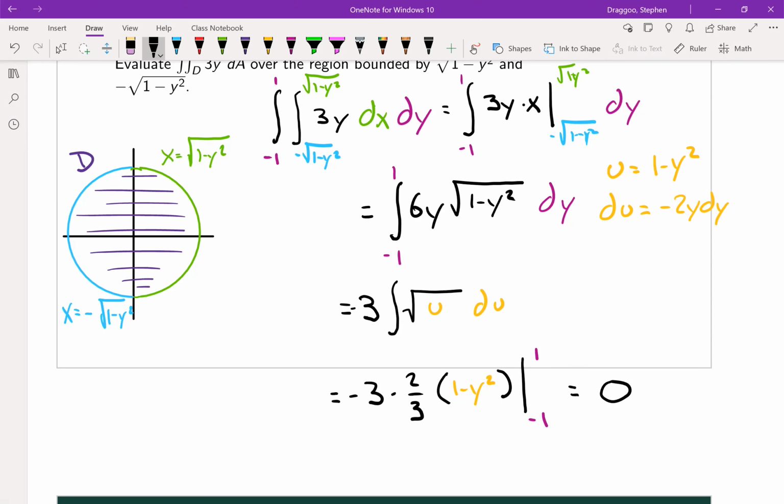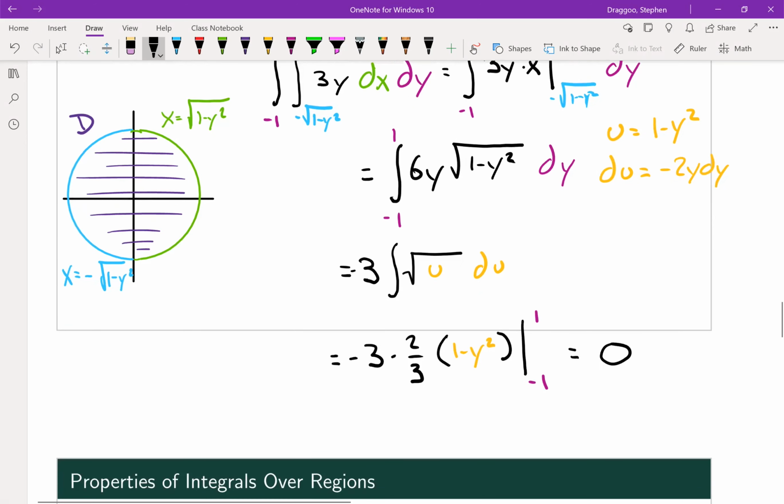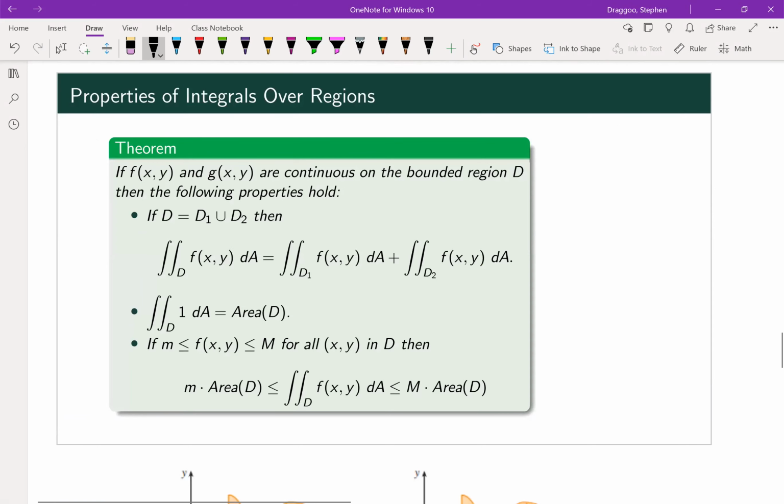Cool. Alternatively, we could have noticed that the square root of 1 minus y squared is an even function being multiplied into 6y, which is an odd function. So altogether, we're integrating an odd function from -1 to 1. And the value of an odd function integrated from -a to +a, whatever that constant a might be, is going to come out to 0. So we could have used even and odd properties again, had we wanted to. But let's go look at some other properties of integrals over regions.